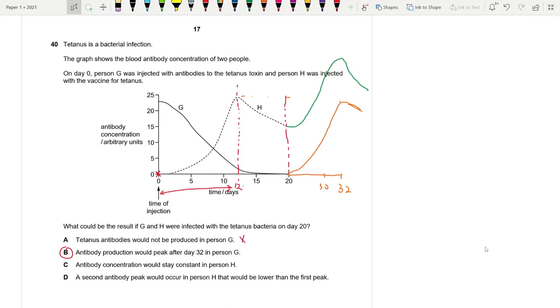Antibody production would peak after day 32 in person G. That's true, because look at this. For person H, it took 12 days from day 0, right? After the vaccine was injected. So for person G, he or she actually was infected on day 20. So day 20 plus 12 is the 32nd day. So that's true. Antibody concentration would stay constant in each person. That's wrong. And a second antibody peak would occur in person H that would be lower than the first peak. No, for the secondary immune response, remember the peak must be higher than the primary one.